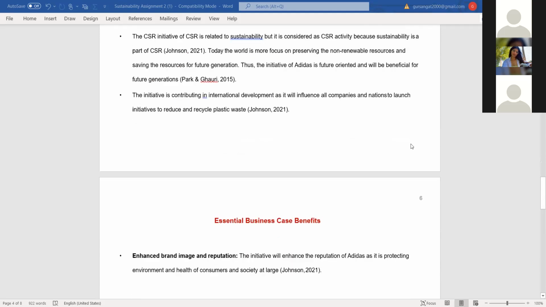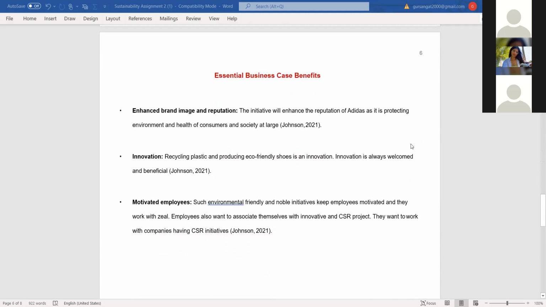And at the last slide, essential business cost benefits. Enhanced brand image and reputation. It will increase the reputation of Adidas as it is protecting the environment and the health of consumers and society at large. Innovation is always welcomed and beneficial by producing eco-friendly shoes and recycling the plastics. Motivated employees, as working with eco-friendly and noble initiatives keeps employees motivated, and they also want to work with companies having CSR initiatives. Thank you.